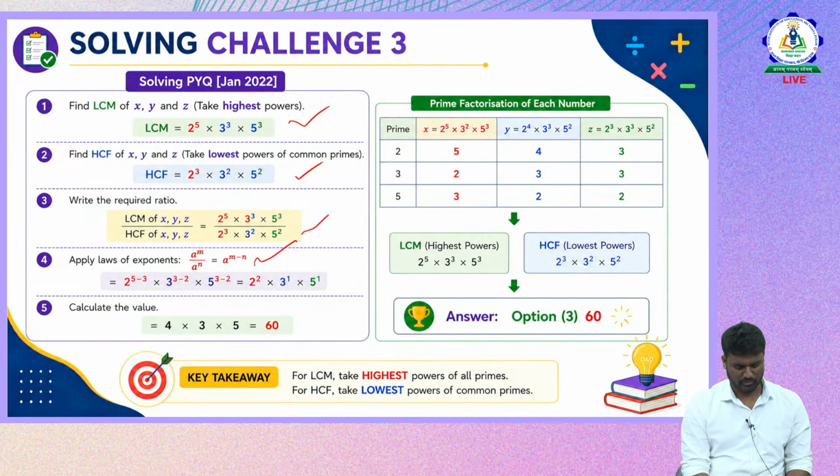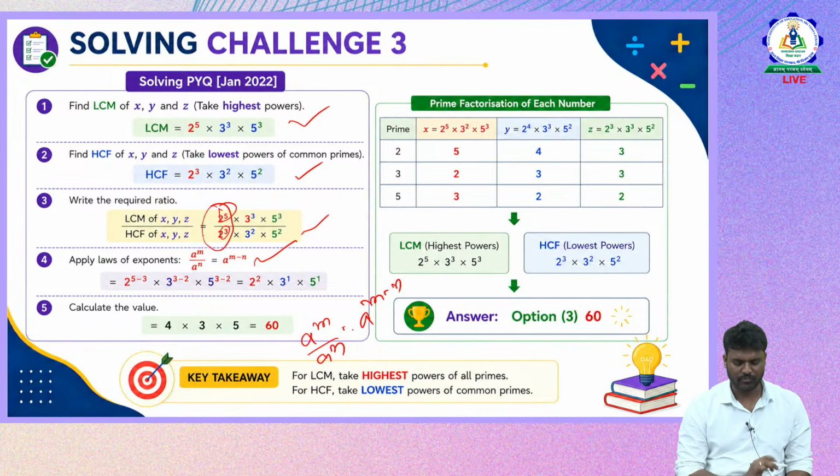Now for 2, we have 2 to the power of 5 and 2 to the power of 3, so this can be written as a to the power of m divided by a to the power of n, which is a to the power of m minus n. Here m is 5 and n is 3, so 5 minus 3. Similarly for the 3, this is the m, this is the n, 3 minus 2, and similarly for the 5, 3 minus 2.